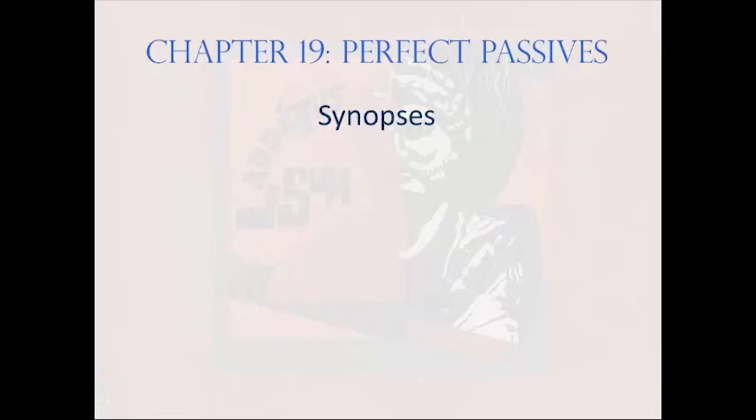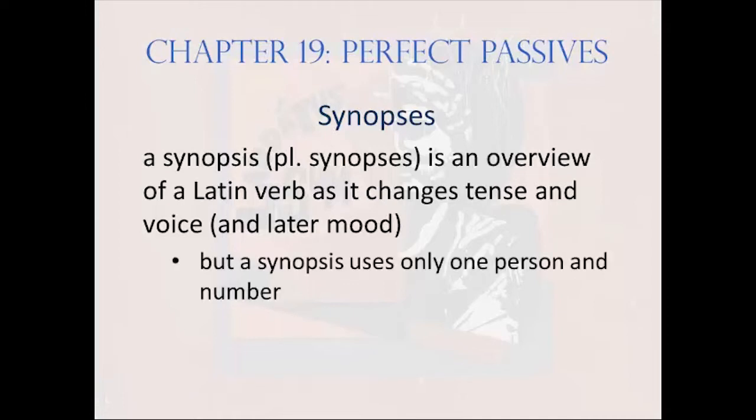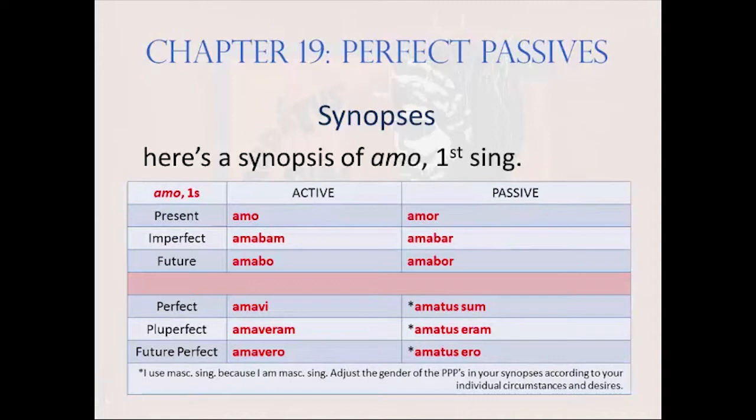Here is an exercise that will help you memorize Latin verb forms. It's called a synopsis. The plural is synopses. A synopsis provides an overview of a Latin verb as it changes tense and voice. Later we'll add mood, but in a synopsis, you don't change person and number. You use only one of each. This is a very efficient way to practice changing tense and voice, which aids in memorization. Here's an example of a synopsis.